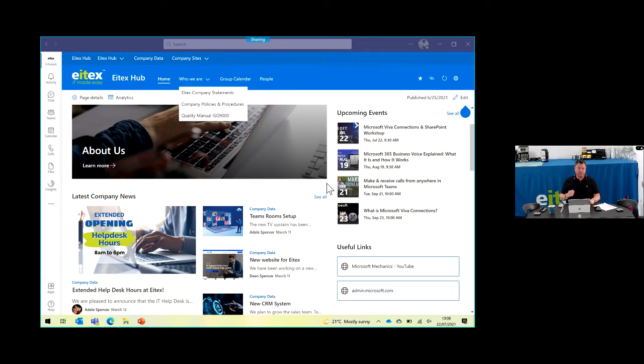If you don't have SharePoint, we will come and speak with you or meet with you on Teams. We will gather all the things, learn about your business, learn about the things that you want to share and publish and make available to your staff. And then we will build a SharePoint site for you.